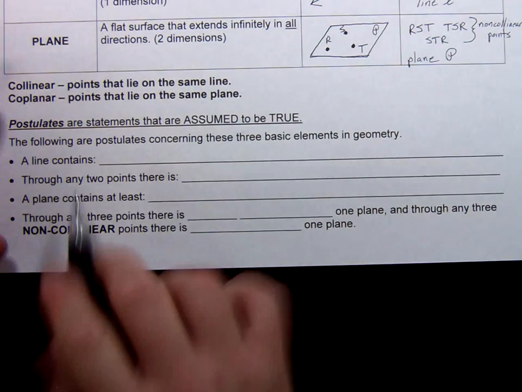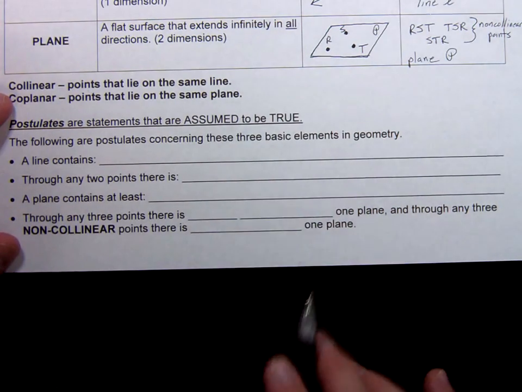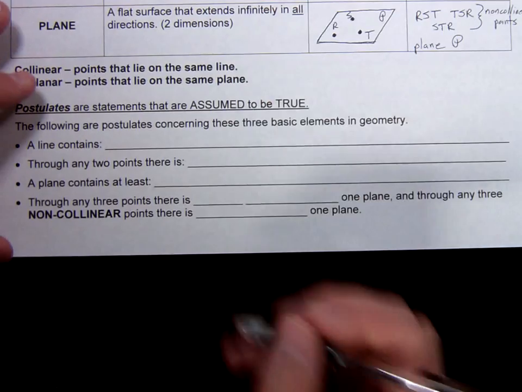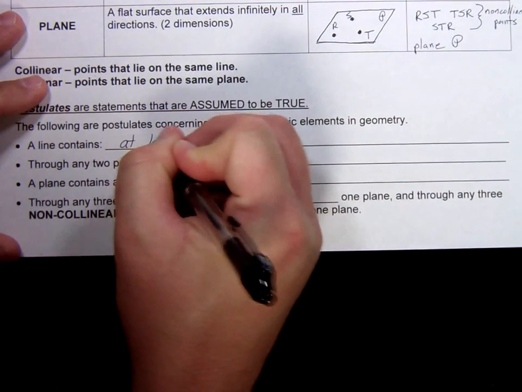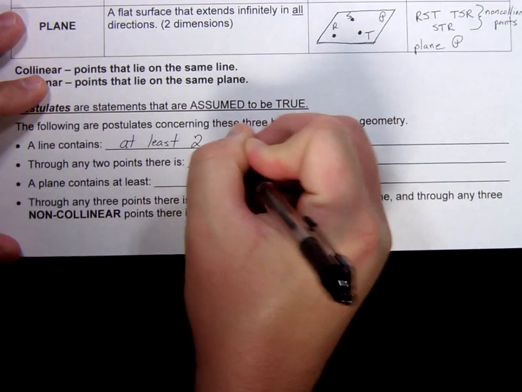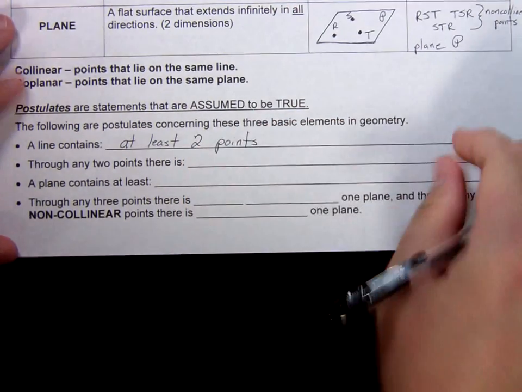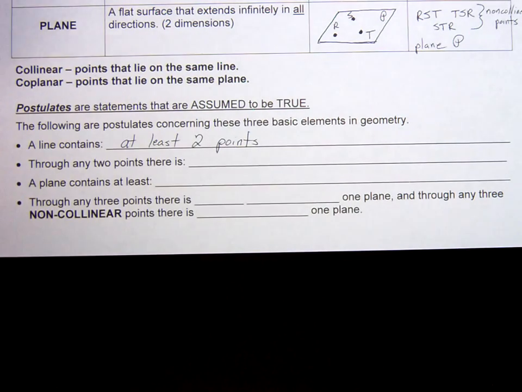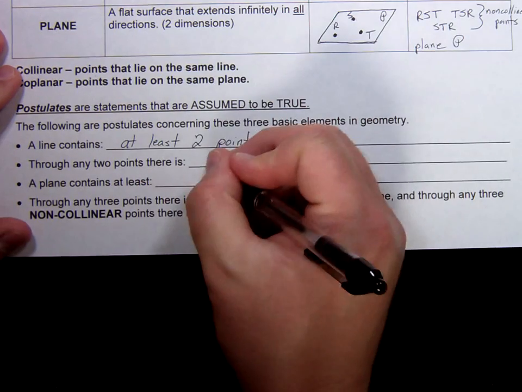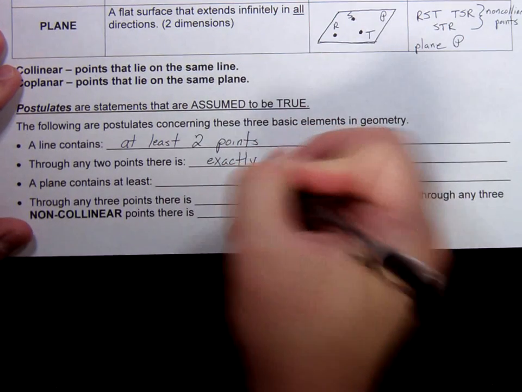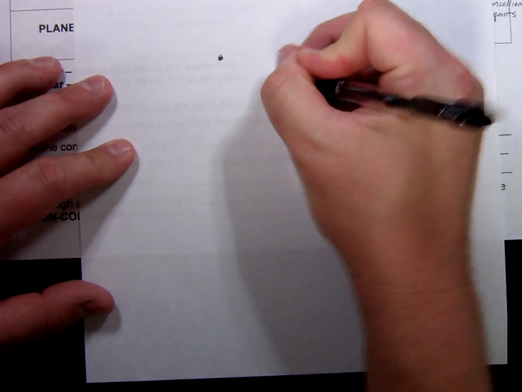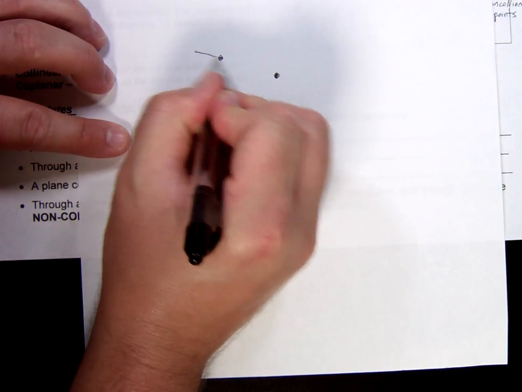Okay, so the following are postulates concerning these 3 basic elements in geometry, which it's referring to: points, lines, and planes. Alright, a line contains at least 2 points. Remember, we needed 2 points to name a line earlier. Every line contains at least 2 points. Through any 2 points, there is exactly 1 line. If I give you 2 points, here's a point, here's a point, there is always exactly 1 line that you can draw through those points.